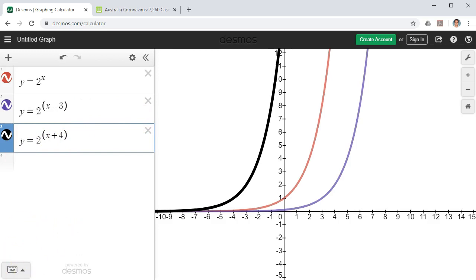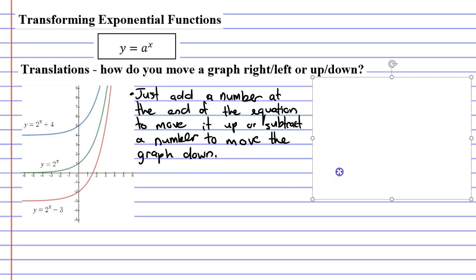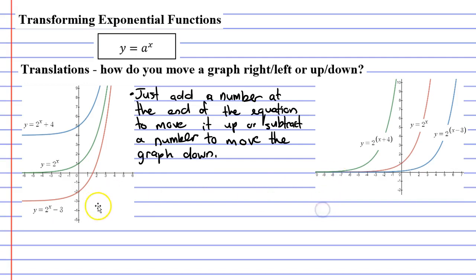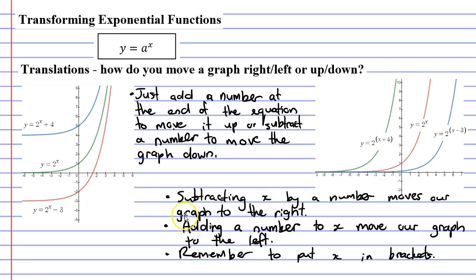So let's write a little note to ourselves again. Here's an image of what we've done. So I've written down subtracting x by a number moves our graph to the right. Adding a number to x moves our graph to the left. And remember that we need to put x in brackets when we do this. If you don't, this can cause some errors later on.